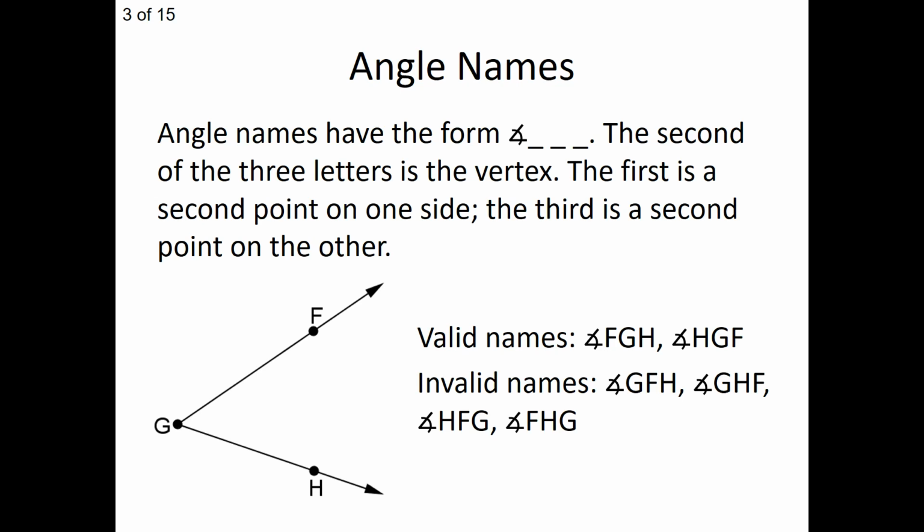As you see, the invalid names clearly are not correct because I do not have point G as the vertex in the middle. So the very center spot must be the vertex.